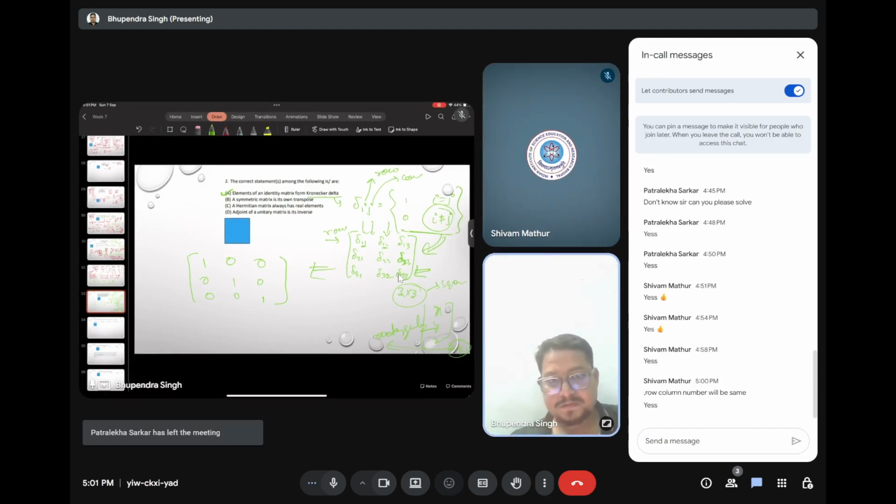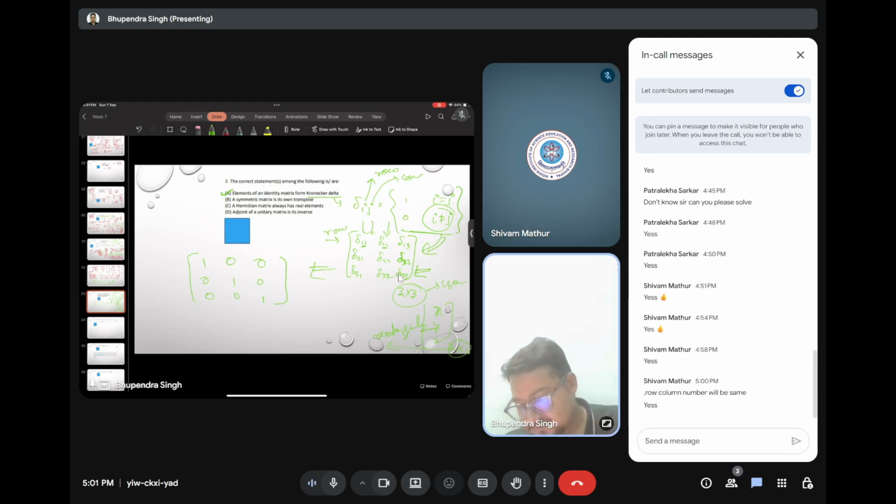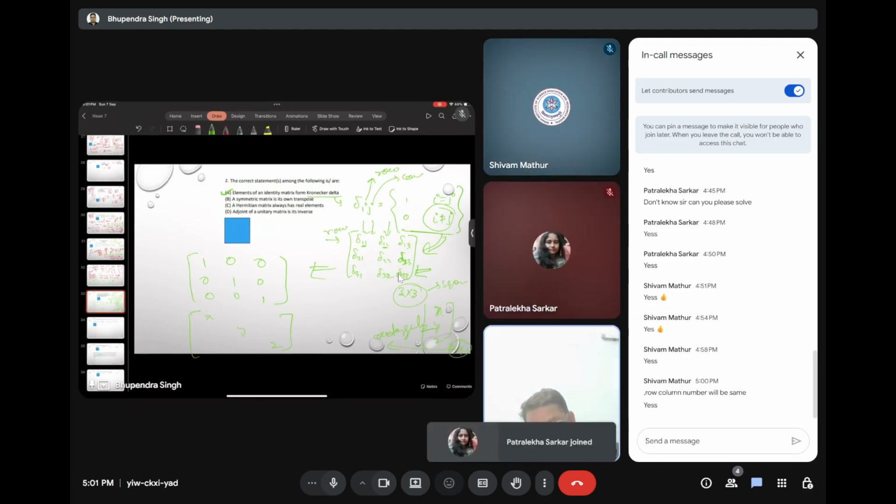Okay, Patlika is left. So a symmetric matrix is when the off diagonal elements, let's say x, y, and z. Okay, C is back. So off diagonal elements, let's say 3, 3, 4, 4, 5, 5. This is your symmetric matrix.